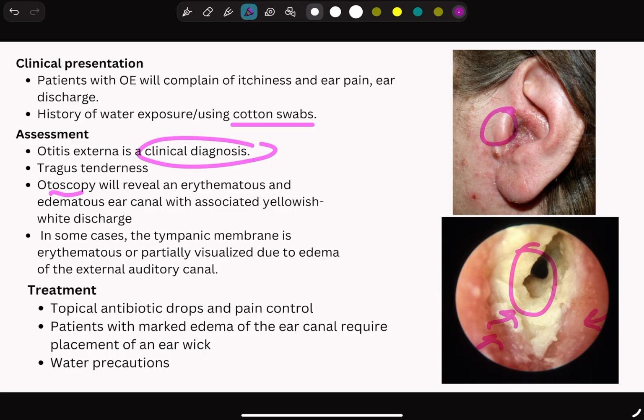In such cases, we will put what we call an earwick. It's like a piece of tissue that we put inside. It's medicated. We put some ointment on it that helps to open up the canal in order for the eardrops that we will be giving to reach the whole auditory canal, and it makes it work. We will advise to put a cotton swab with Vaseline in order for the water not to get inside the ear, to help keep it dry, nice, and for the infection to resolve.